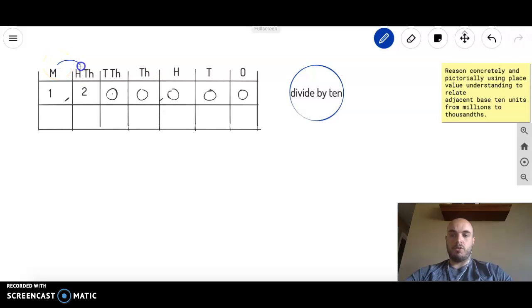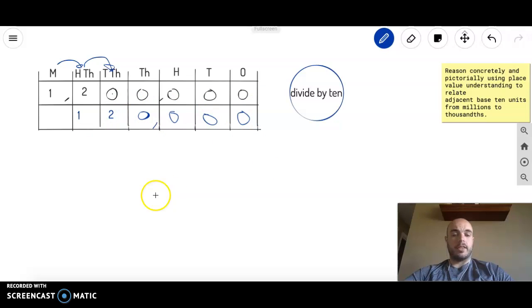So I'm moving over here, and then I'm also moving this 2 over here. Okay, so I'm going to put these in. So my millions is now here, and my hundred thousands is now here. And everything after it remains a 0. Then I'll put my commas in. So 1,200,000 divided by 10 is 120,000.